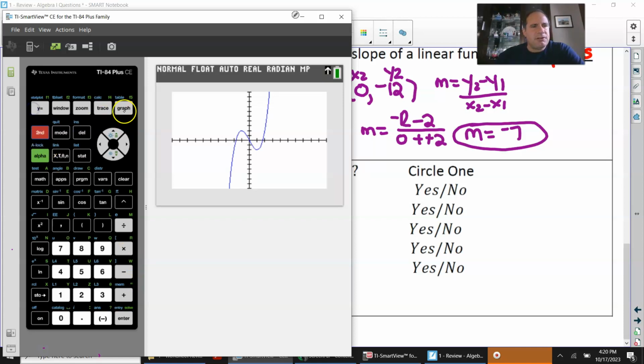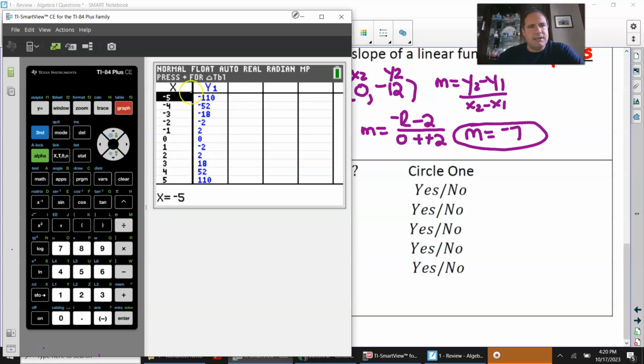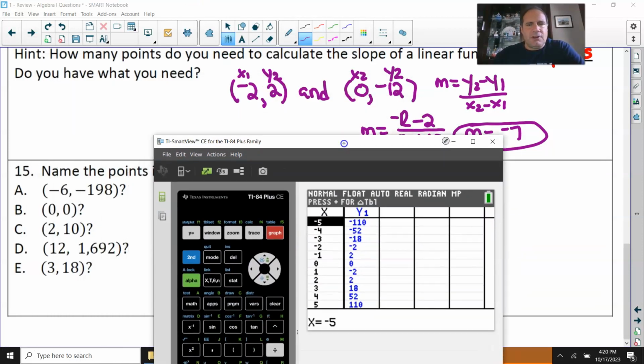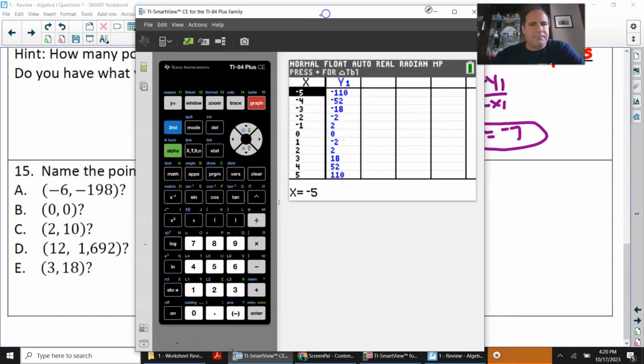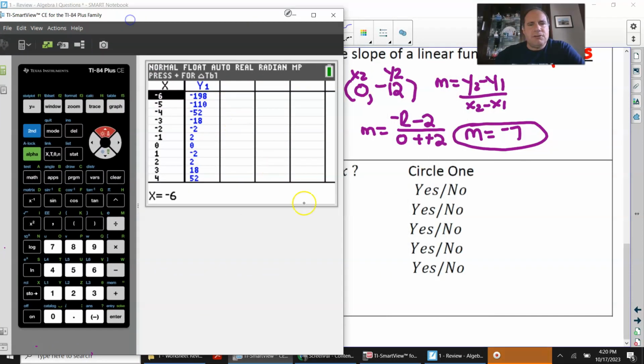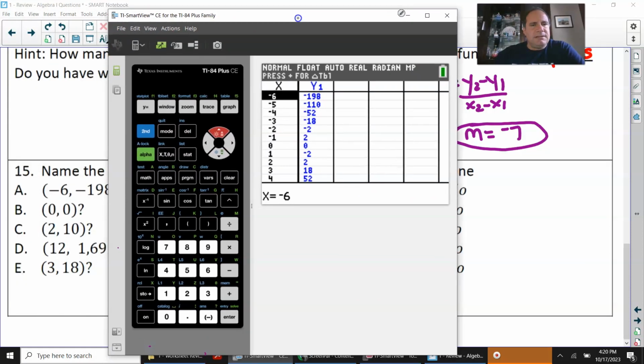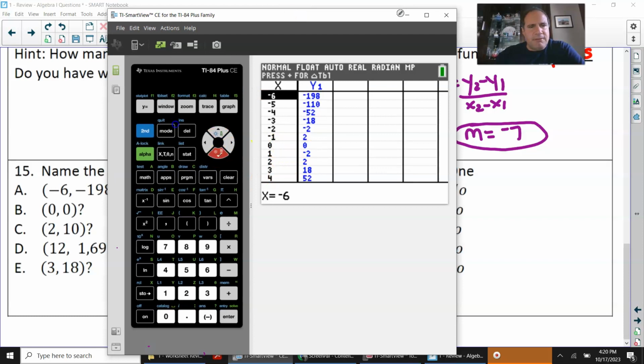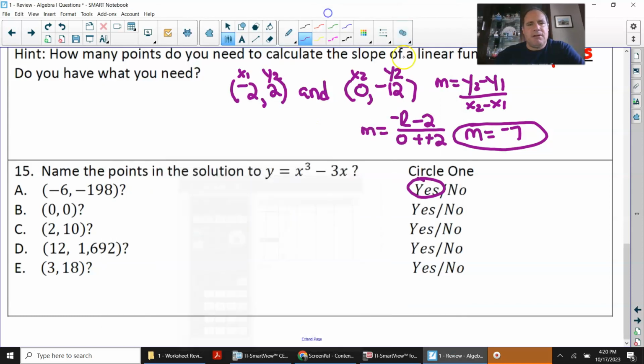Now I'm going to press second function and graph again, and you could see that they have the coordinates. So -6, negative 198. I'm going to go up, and that is a point. You see -6 and negative 198? That's a point on this graph. So I'm going to say yes. And then 0, 0. Here's 0, 0. That's a point on the graph.